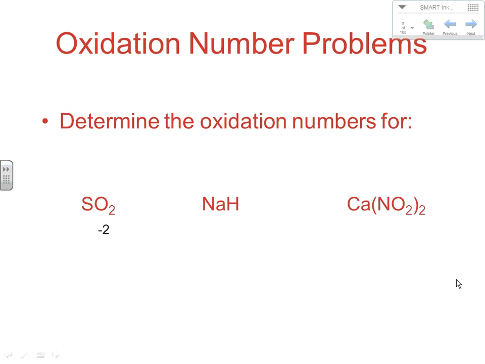So we know that the oxygen is -2. Well, then our total for the oxygens would be a -4. So two negative 2's is a -4. Now, remember the total charge has to, or all the oxidation numbers have to add up to the total charge. Well, SO2 has no charge. So if the oxygens add up to -4, that means the sulfur has to add up to a +4. So in SO2, sulfur has an oxidation number of +4, oxygen has an oxidation number of -2.